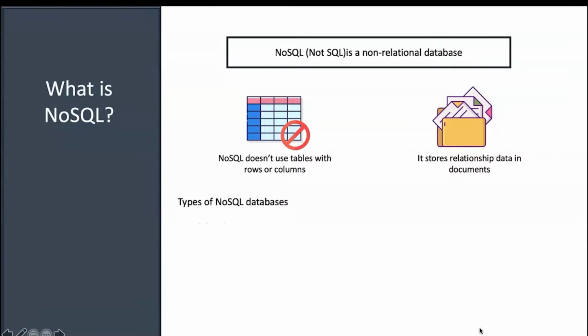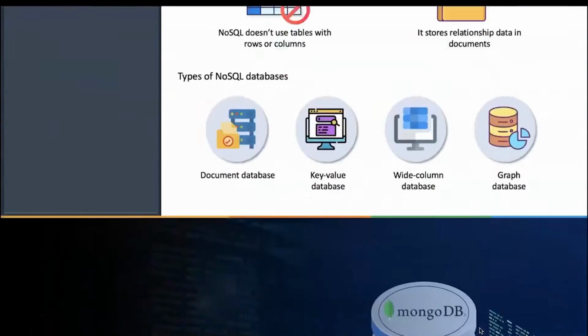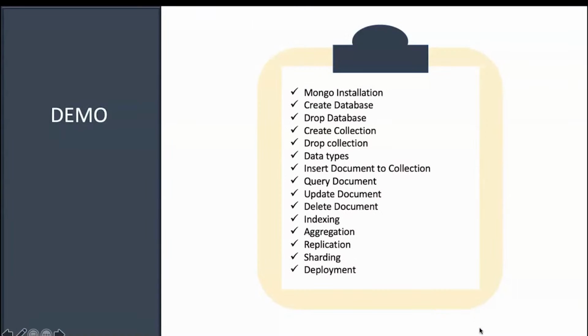Different types of NoSQL databases are available, like document based, key value based, wide column based and graph based. Different options are available for NoSQL, but the one which we are using, MongoDB, is a purely document based database. Now we would like to go ahead with some demonstrations, like how MongoDB installation works and the other aspects.